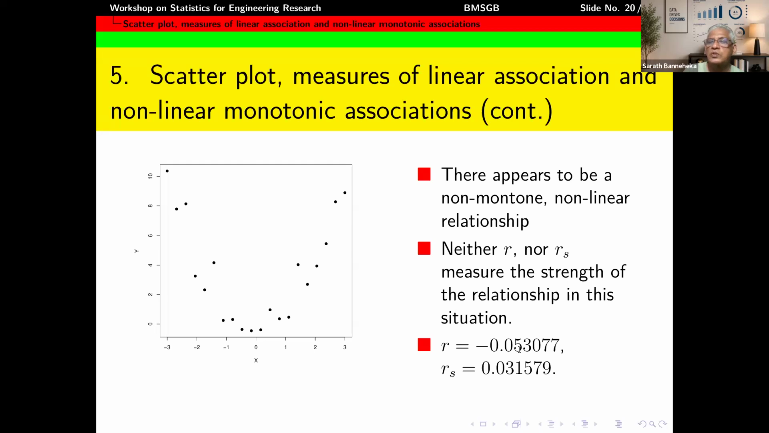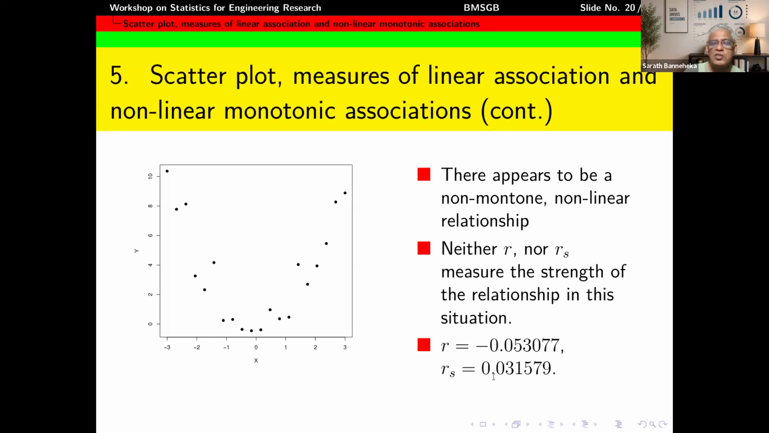R being close to zero in this case, if you want, you can interpret as there is no linear relationship. That is correct. But that is not enough interpretation, right? If you had looked at the graph, you could have clearly mentioned that there is a non-linear relationship. That would be more informative than saying there is no linear relationship.